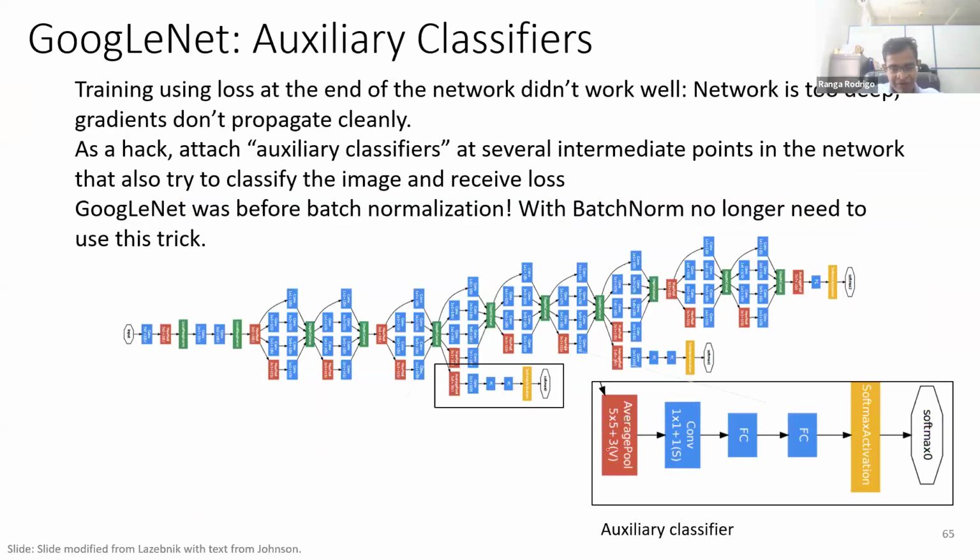Then they had some auxiliary classifiers also. The reason for this is important. They had the so-called auxiliary classifiers because they could not get the gradient to backpropagate properly, because this is a deep network, and by that time batch normalization had not been discovered. Therefore, they had problems in getting the gradient to backpropagate.